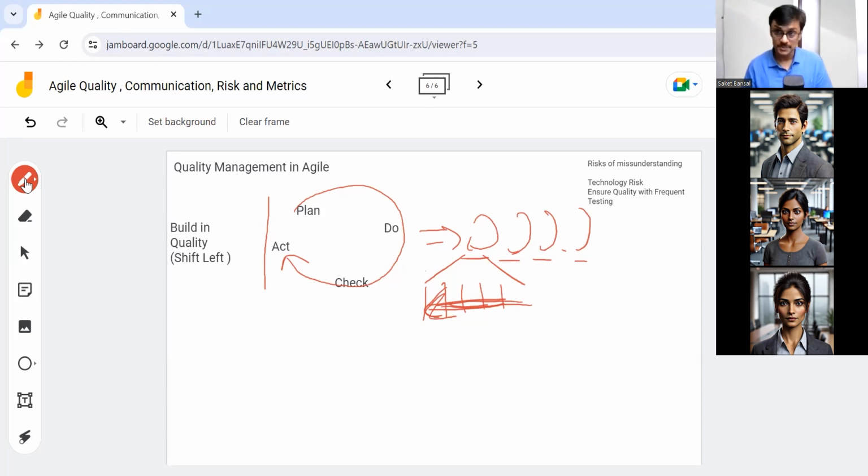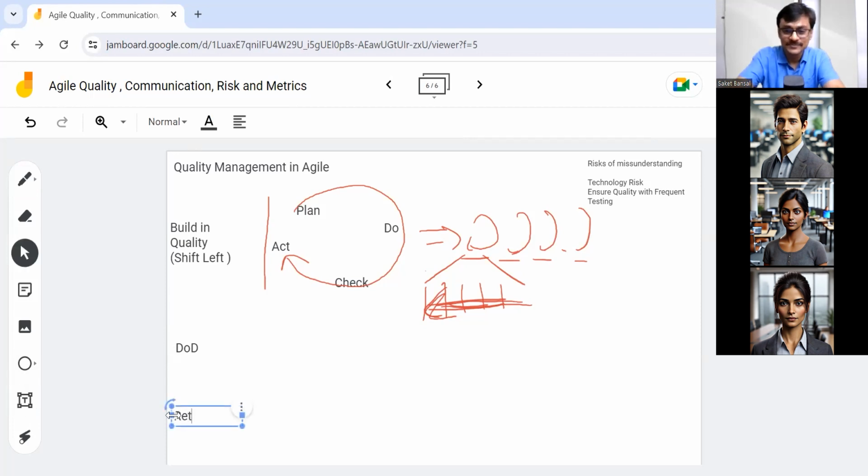Now, from a tool perspective, two of the critical tools we use for quality, one is called DoD, and another is called retrospective. So we want to talk about them here. They are both part of our topic, and both are important for the PMP exam as well. Any question or comment till here before I talk about these things?